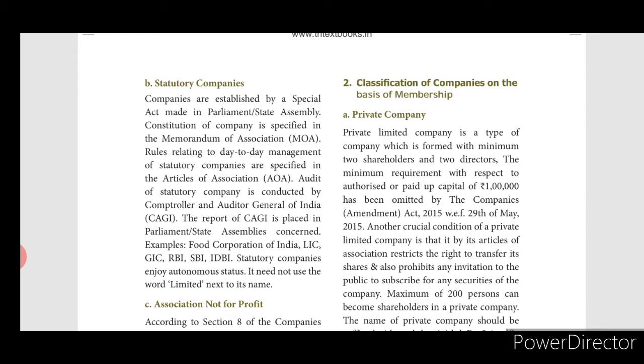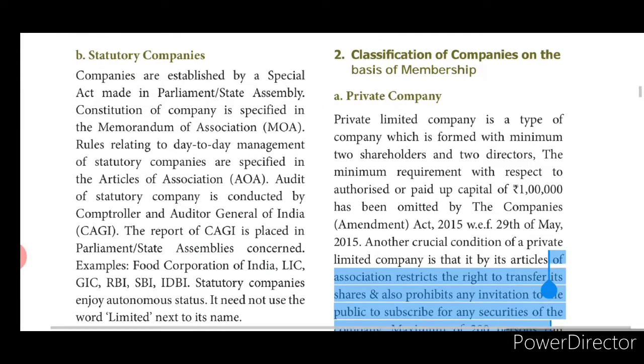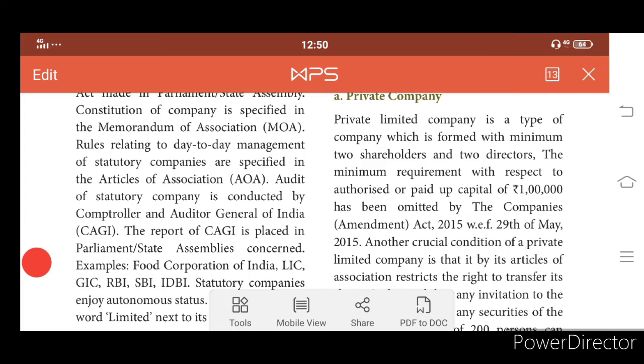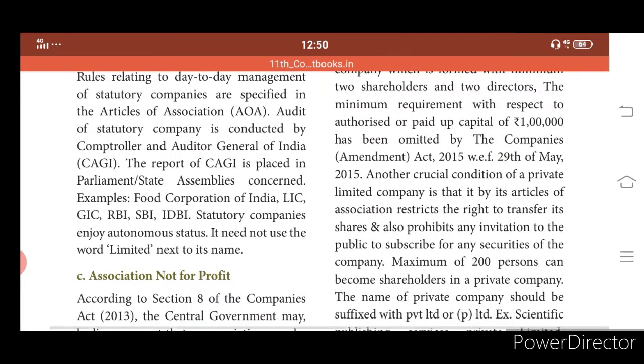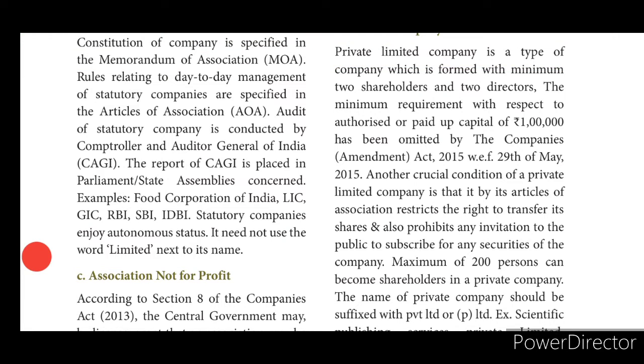Like how? Let's see. The first one, private limited company, is a type of company which is formed with a minimum of 2 shareholders and 2 directors. The minimum requirement with respect to authorized or paid up capital of rupees 1 lakh has been omitted by the Companies Amendment Act of 2015 with effect from 29th of May 2015. Another crucial condition of a private limited company is that it, by its articles of association, restricts the right to transfer its shares and also prohibits any invitation to the public to subscribe for any securities of the company.